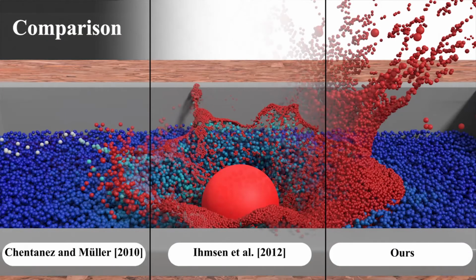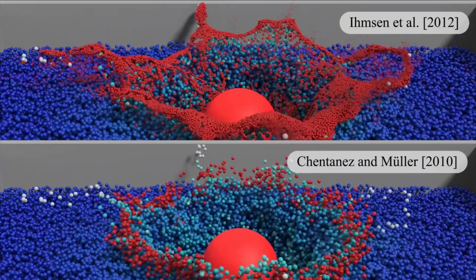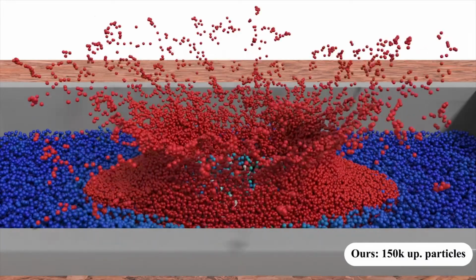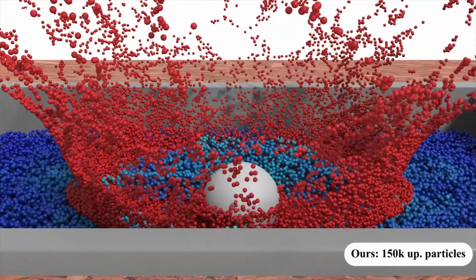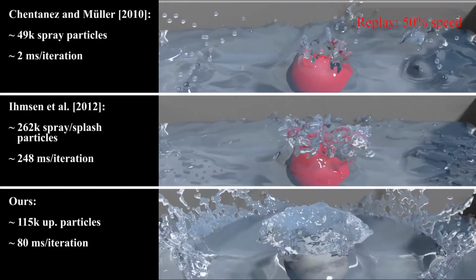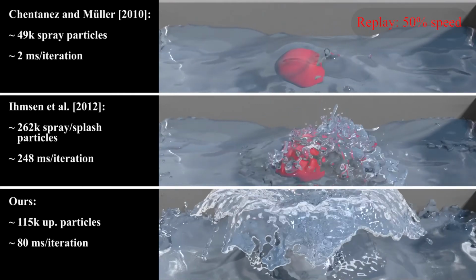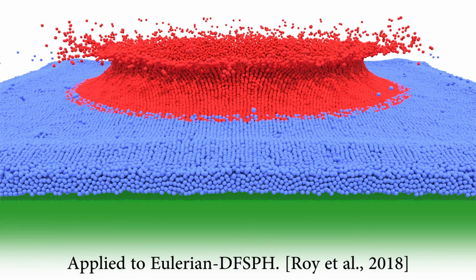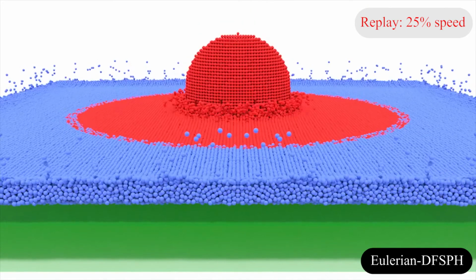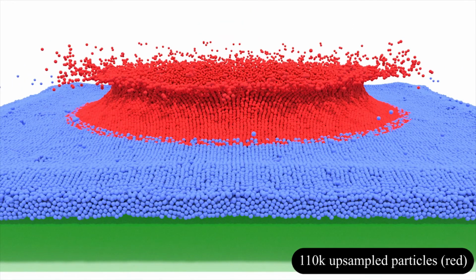We compared our work with the state-of-the-art methods as well. As presented, our approach generates highly detailed and parameterizable splashes at computation times below procedural methods. Finally, our approach was successfully integrated using a hybrid DFSPH method. In this example, upsampled particles were added within the narrow band of the SPH particles.